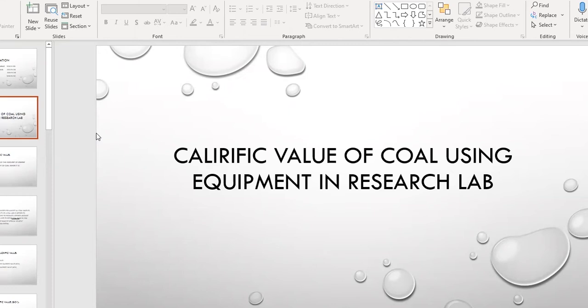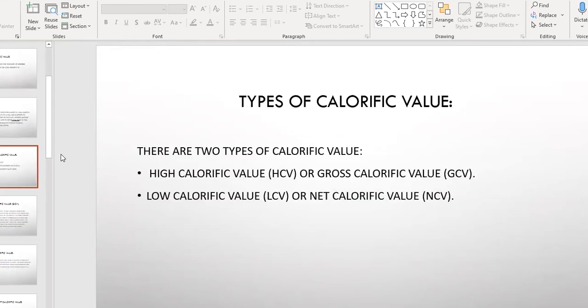Today our topic of presentation is the calorific value of coal using equipment in a research lab. I will start from the types of calorific value. There are two types, basically a high calorific value and a low calorific value. High value is also called gross calorific value, and low value is also called net calorific value.